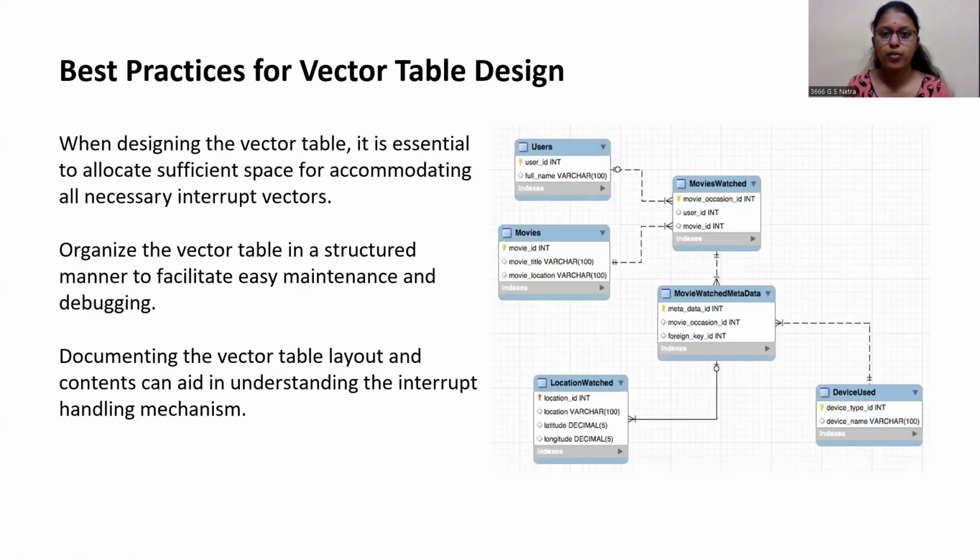Best practices of vector table design. When designing the vector table, it is essential to allocate sufficient space for accommodating all necessary interrupt vectors. Organize the vector table in a structured manner to facilitate easy maintenance and debugging. Documenting the vector table layout and contents can aid in understanding the interrupt handling mechanisms.